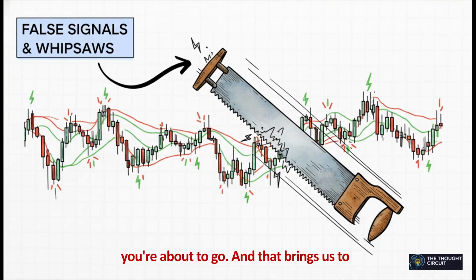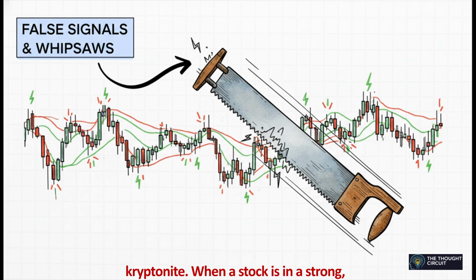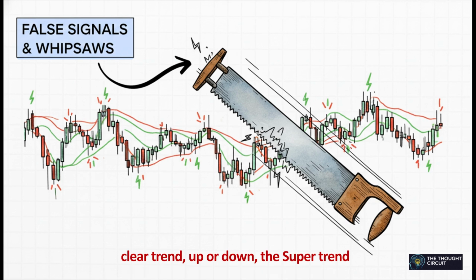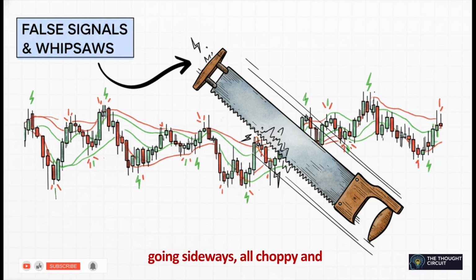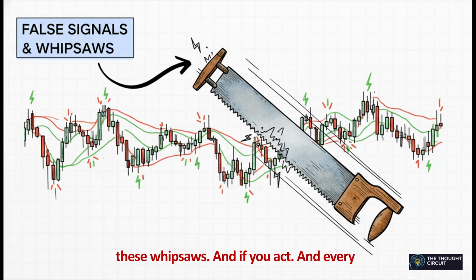And that brings us to the indicator's biggest weakness. It's kryptonite. When a stock is in a strong, clear trend, up or down, the Supertrend is amazing. But when the market is just going sideways, all choppy and directionless, the indicator can give you a ton of false signals. Traders call these whipsaws, and if you act on every one of those little red-green flickers, it's a fast track to a bunch of small, really frustrating losses.